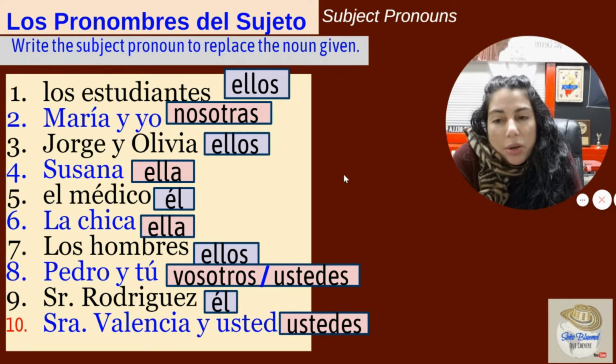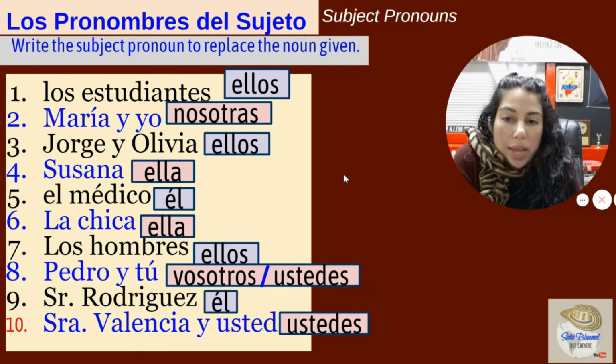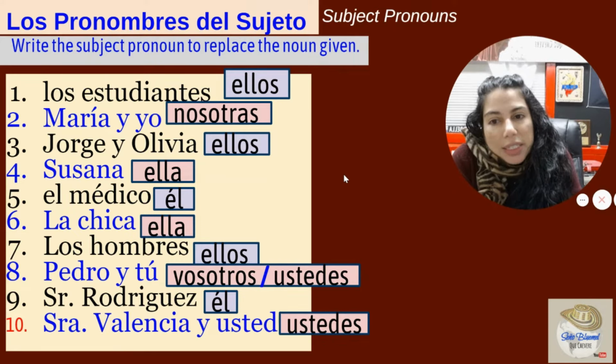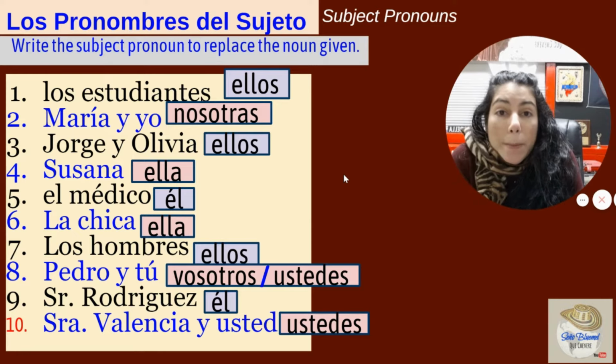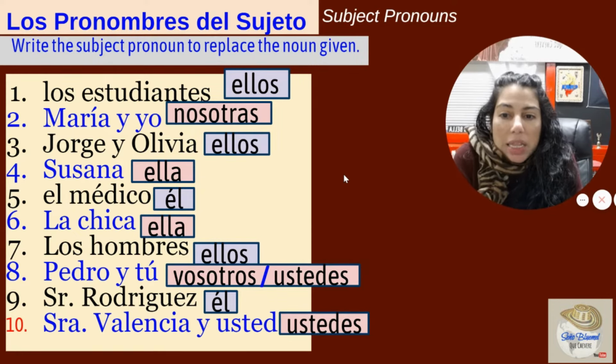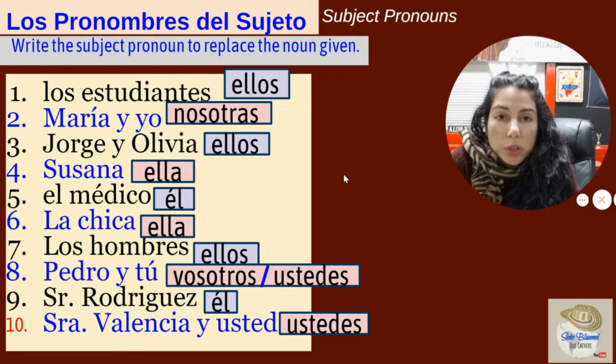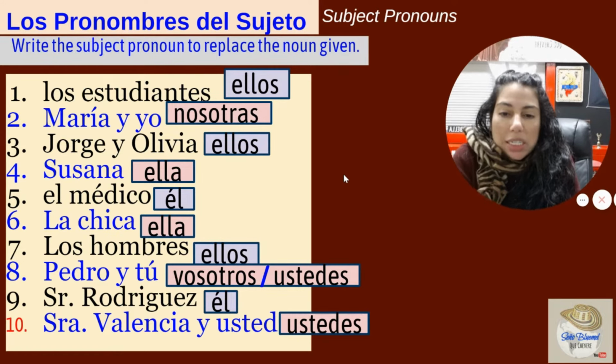Jorge y Olivia. Jorge is él and Olivia is ella. So the plural of él y ella is ellos if it's mixed. Susana is she, so it is ella. El médico is a doctor, which is él. La chica is a girl, so it is ella. Los hombres are the men, so those would be ellos because they're masculine.